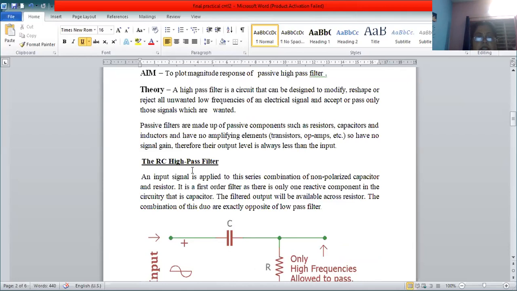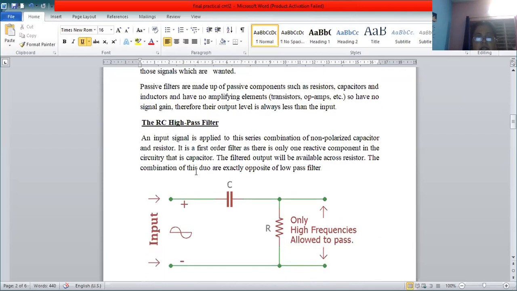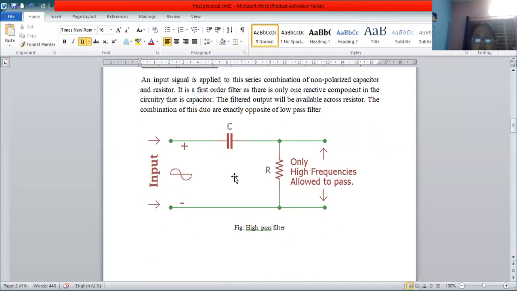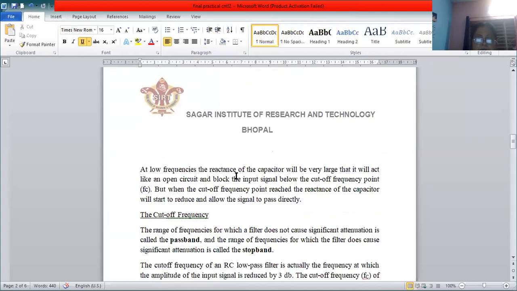Now we'll discuss the RC high-pass filter. An input signal is applied to the series combination of non-polarized capacitor and resistor. It is a first order filter as there is only one reactive component in the circuit, and that is the capacitor. The filter output will be available across the resistor. This is exactly opposite of the low pass filter.